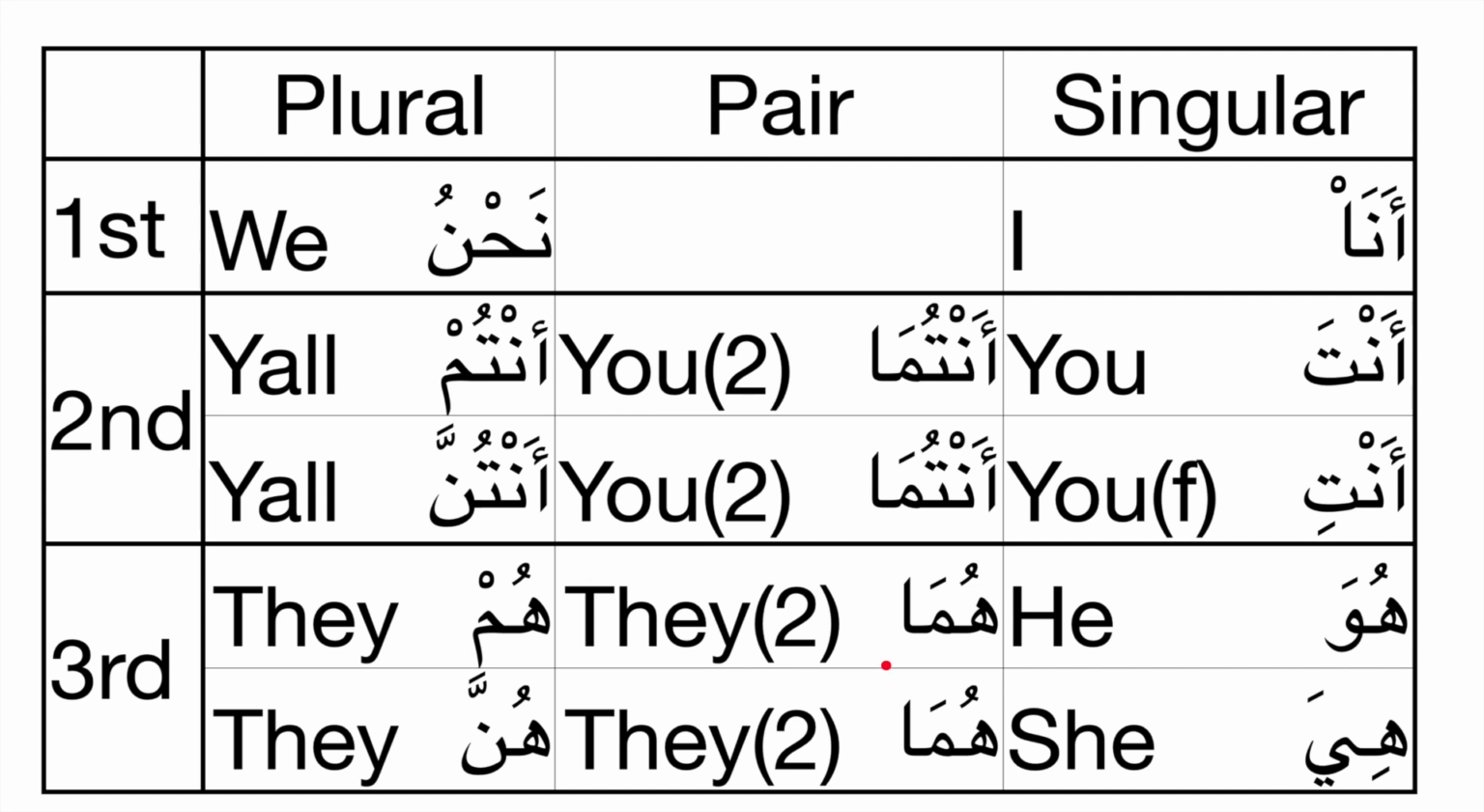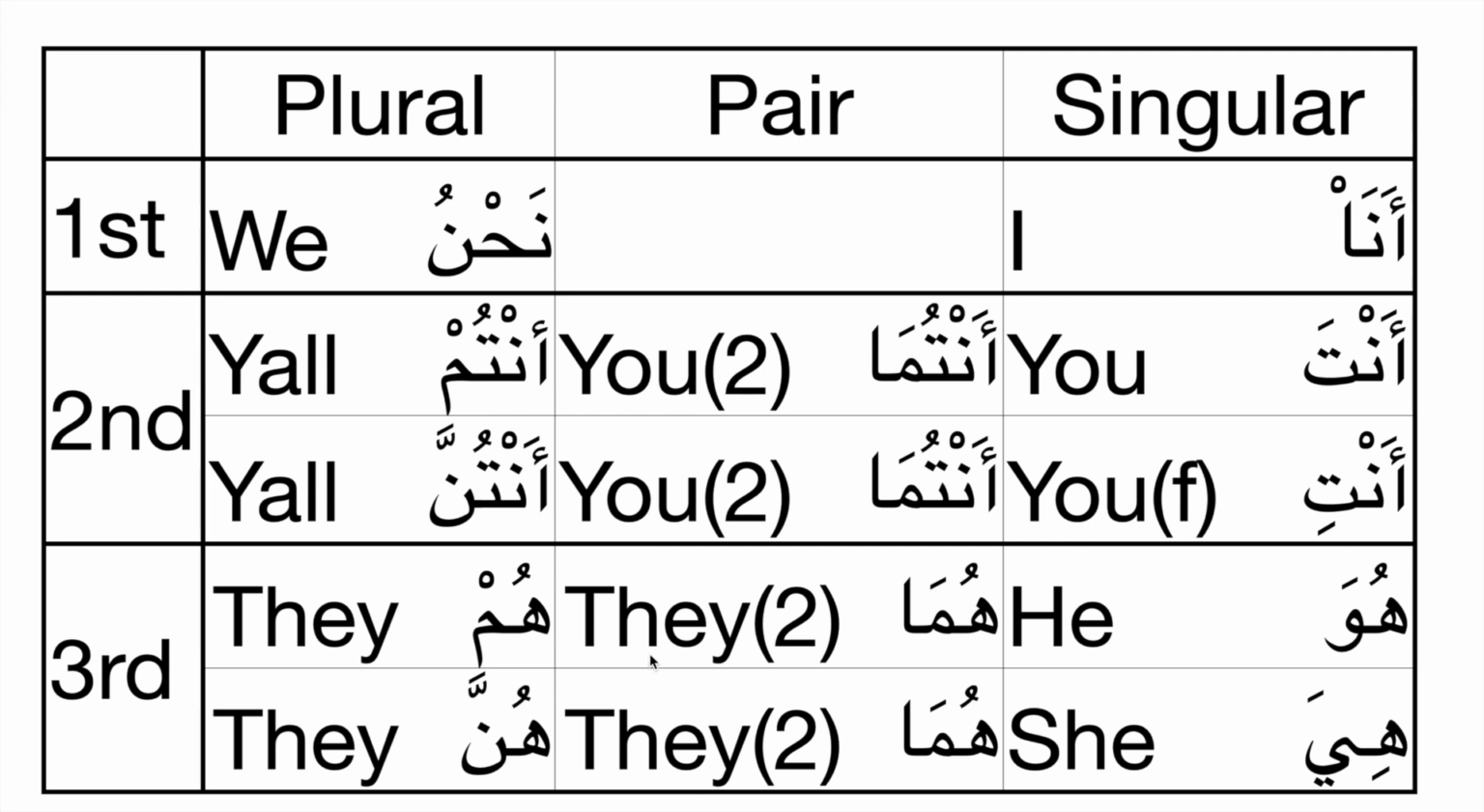Huma is the pair version of huwa. And again, here we see mim alif, right? Same as this, same as this. So I put they with a two in parentheses, but you could say like those two or something like that. It's kind of hard to translate here because there's really nothing analogous in the English language. But anyways, we then get to this one here. In the plural, we get hum. Hum is they, okay?